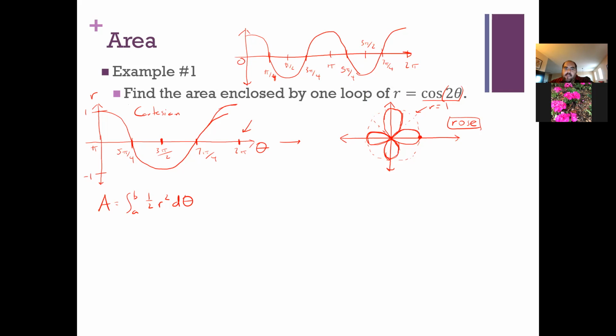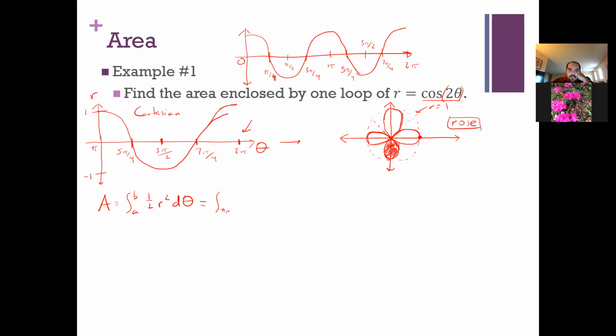Oh, pi over 4 to 3 pi over 4. Pi over 4 to 3 pi over 4 was probably good because let's go ahead and highlight which one that is here. I believe if you go from pi over 4 to 3 pi over 4, you are going to get this one here. When you get to pi over 4, r is equal to 0. But between pi over 4 and 3 pi over 4, the radius is negative. So really you're going to need to be in the third and fourth quadrants.